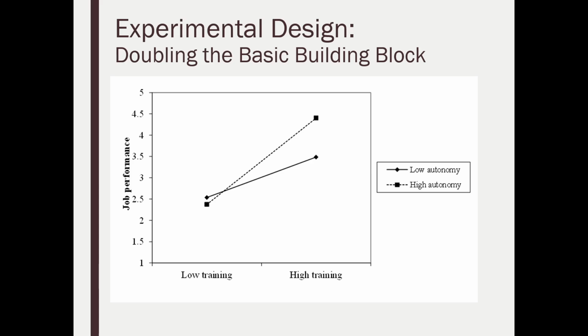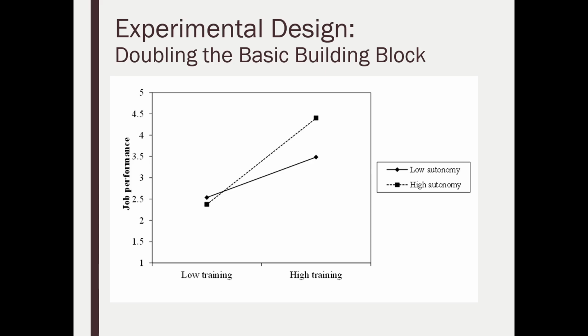Okay, and so what you can see is that when there is low training available, job performance is virtually identical for the people who are low autonomy and high autonomy. But when there's a lot of training available, you see that there is a difference between the low autonomy participants and the high autonomy participants. You actually see higher performance in the high autonomy, high training participants.